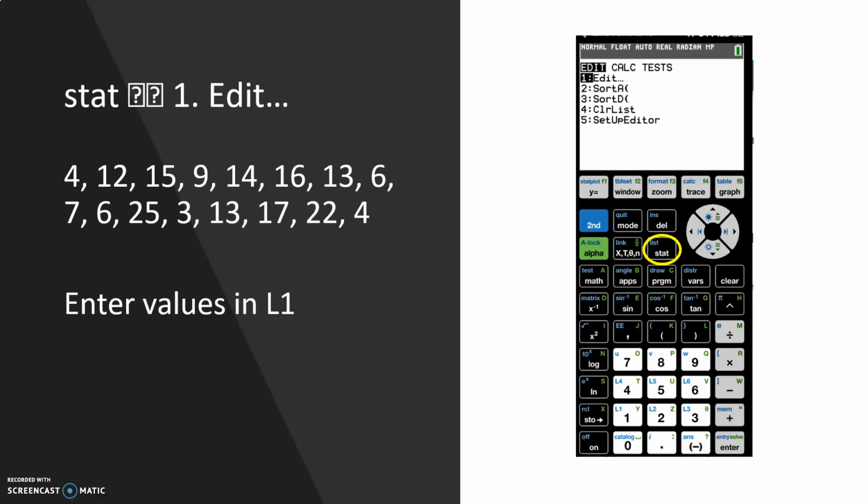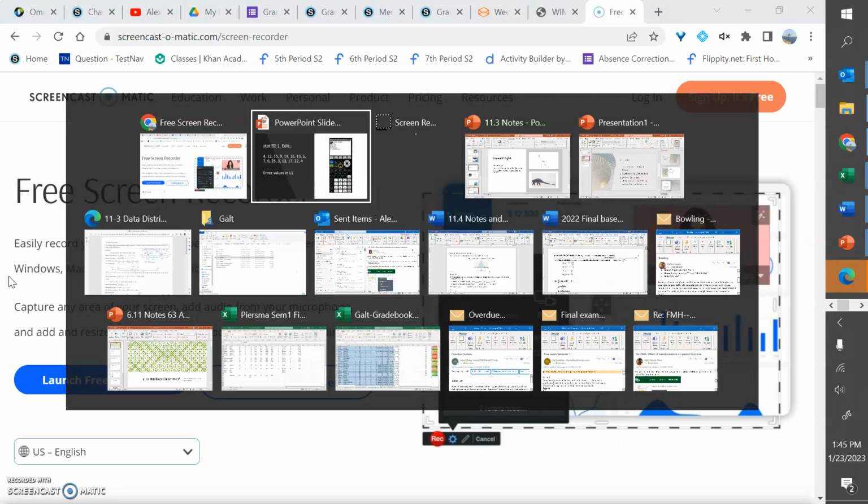So in order to use your calculator to find the mean, we're going to first enter the numbers into our calculator using the stat button. After you push the stat button, you're going to arrow over. You're actually going to just hit enter until you get to the edit button. You will enter these data values into L1.